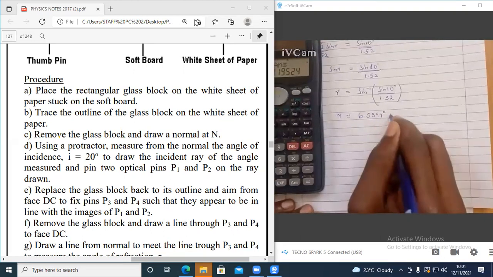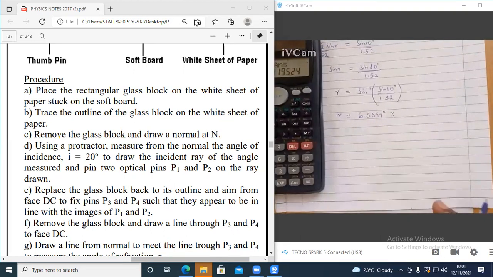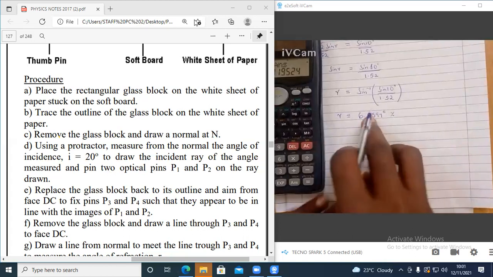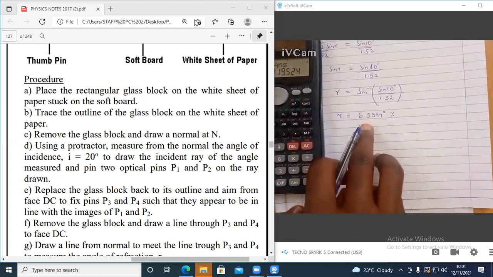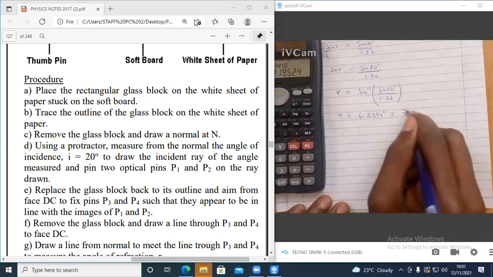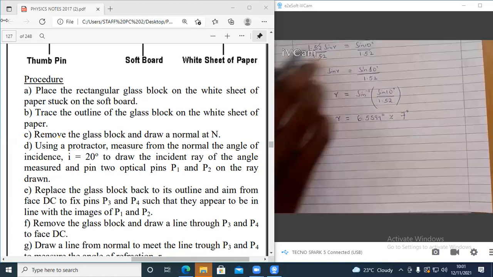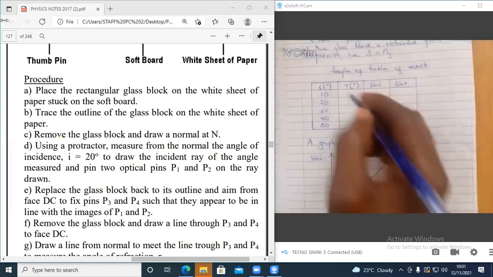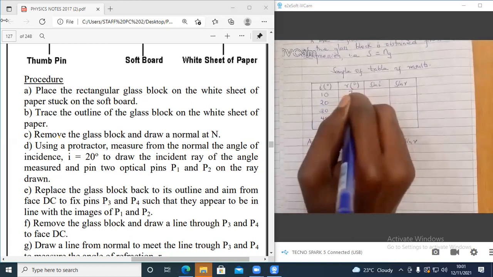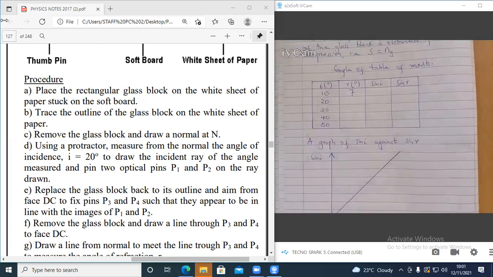6.5599 degrees. Remember, if you are using a protractor, it gives a whole number. So when you round this to a whole number, you get 7 degrees. Which means if you are doing it practically, the answer you must get here must be 7.